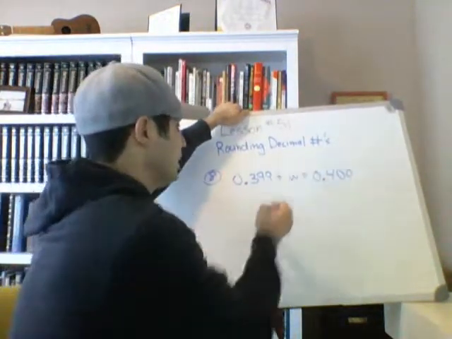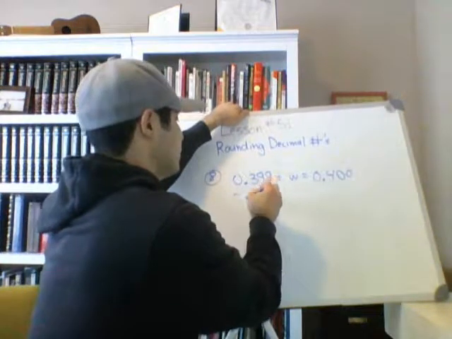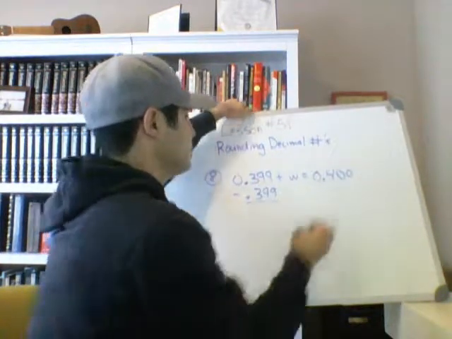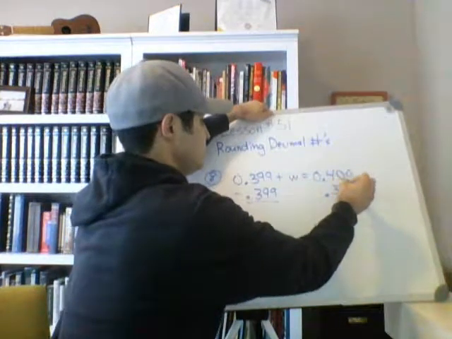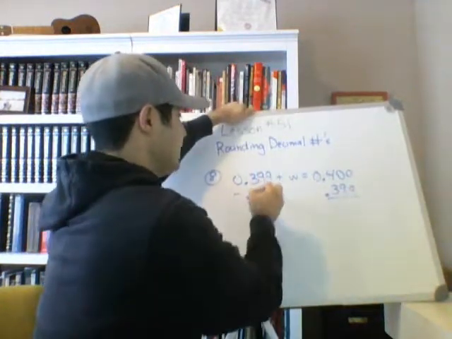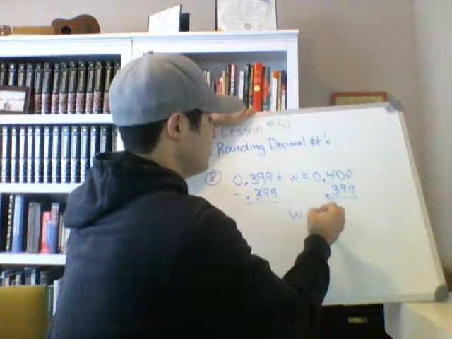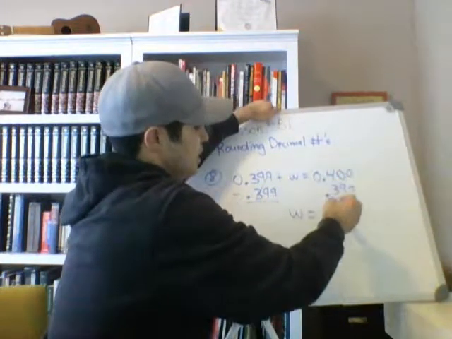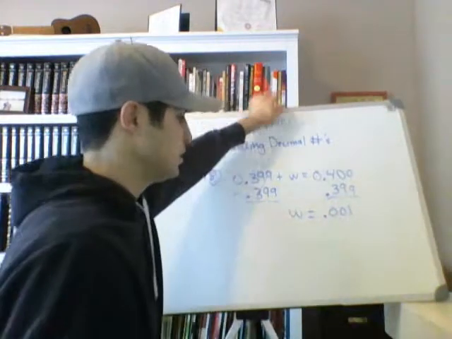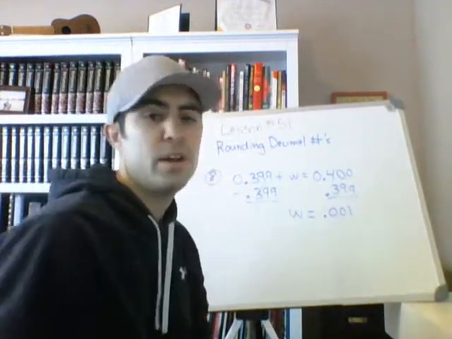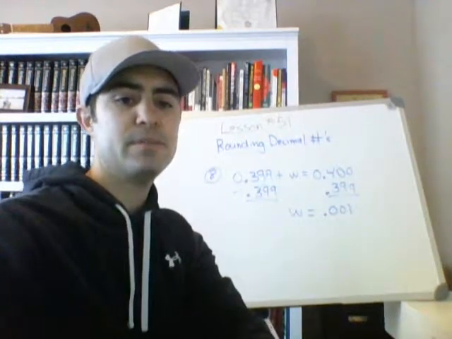And then I want to get W by itself, so I'm going to subtract 399 thousandths. If I do it from one side, then I'm going to do it to the other side. Okay, that cancels. All I have left on this side is W. On this side, I'm only going to have 0.001. Okay, so 1 thousandth left.